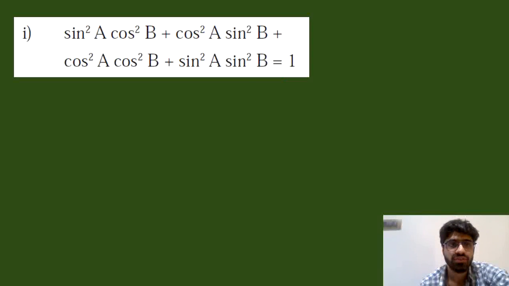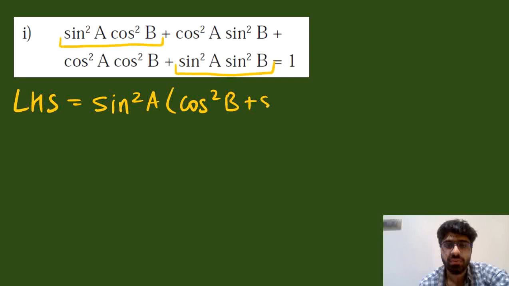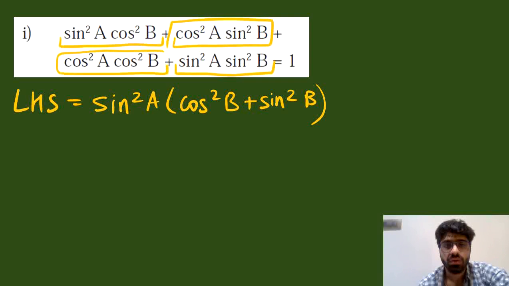So we begin with our left hand side. On the left hand side, we can consider this term and this term to be together. From the two terms, we can take out sine square a common. In the bracket, we will have cos square b plus sine square b. Then from the two terms here, we can pull out a cos square a common. So we have plus cos square a into sine square b plus cos square b.